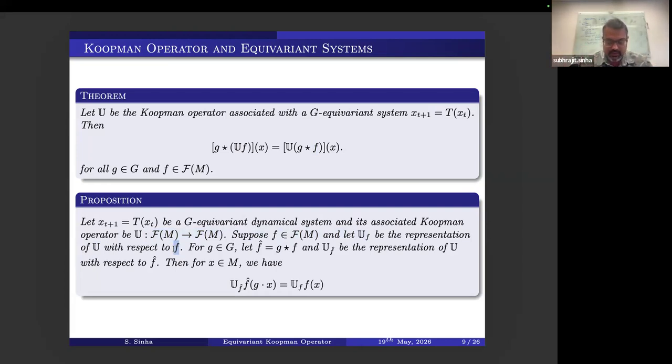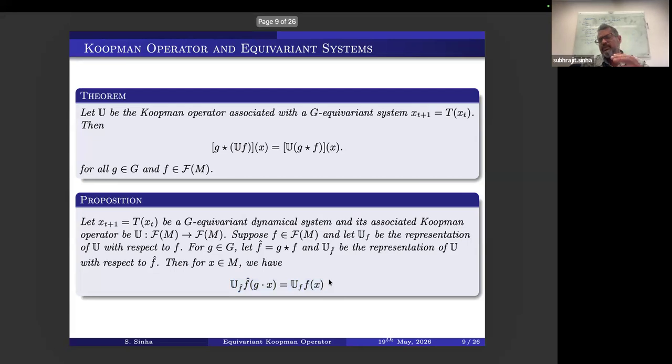Abstractly, that linear transformation is fixed, but once you change the basis, that representation changes. So here we are using that same idea: you have a system, you have a Koopman operator, but depending on which function you choose, that representation changes. Now if you take two sets of functions, F and F hat, where F hat is basically G acting on F, and let U_F hat be the representation of U with respect to F hat, then one can show how these two representations are related. One can prove that.